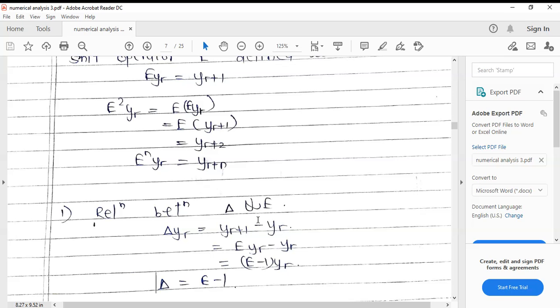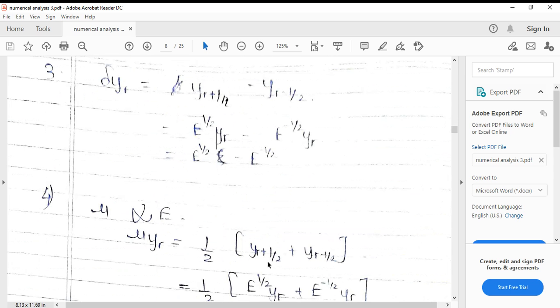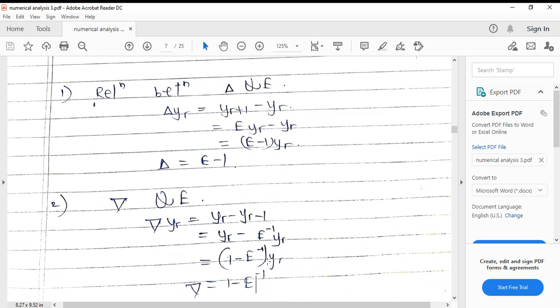What is the relation between delta and E? Delta y_r is y_(r+1) minus y_r. So what is the value of y_(r+1)? You can see here it is E y_r. So if you take y_r common, it is E minus 1. Okay, so in this way you can find out the relations.